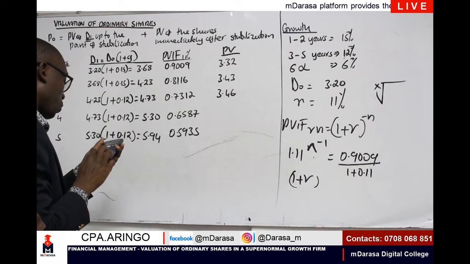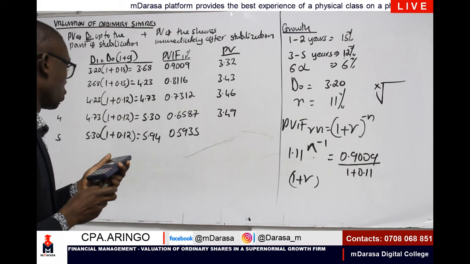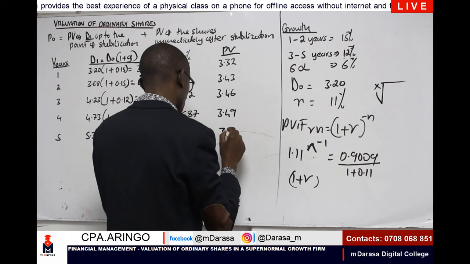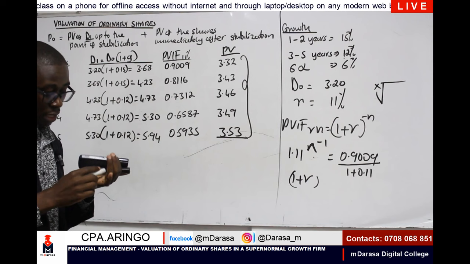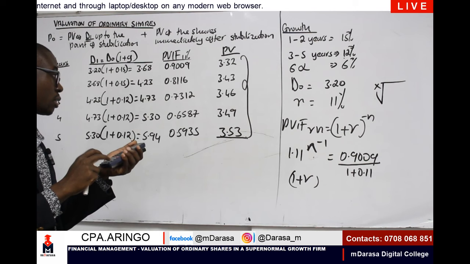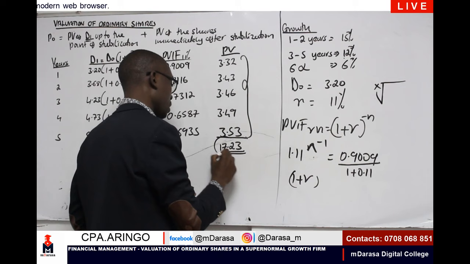0.6587, you multiply by 5.30. This should give us 3.49. Then finally, 5.94, you multiply by 0.5935. This should give us 3.53. So you determine now that value after summing them up: 3.32 plus 3.43 plus 3.46 plus 3.49 plus 3.53. In this case, I'm getting 17.23.